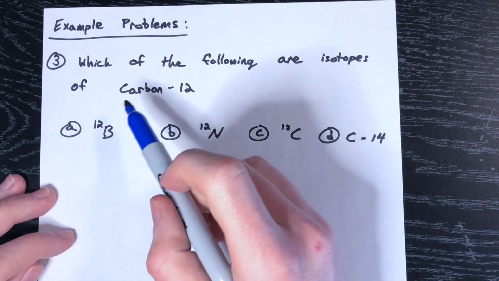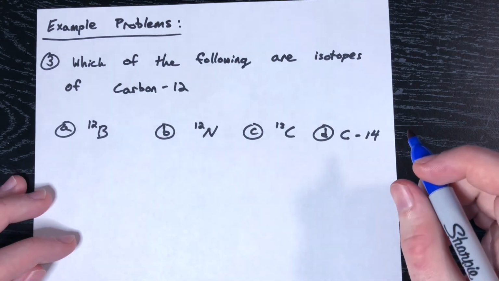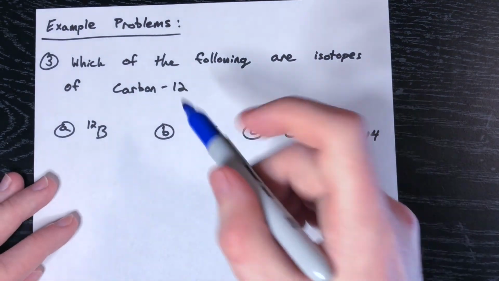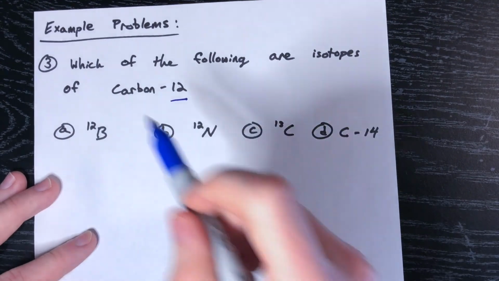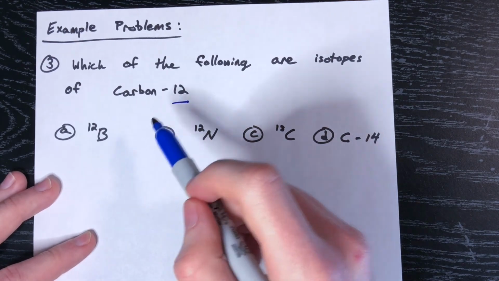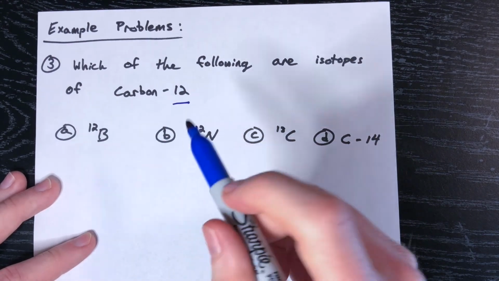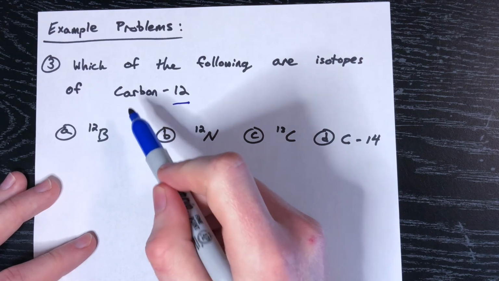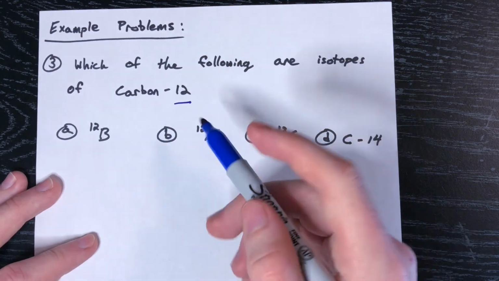So this question is asking which of the following are isotopes of carbon-12. So again, here's another notation. Carbon is the element that we're talking about. 12 is the mass number. So we're looking for something that is also carbon, but with a different mass number.